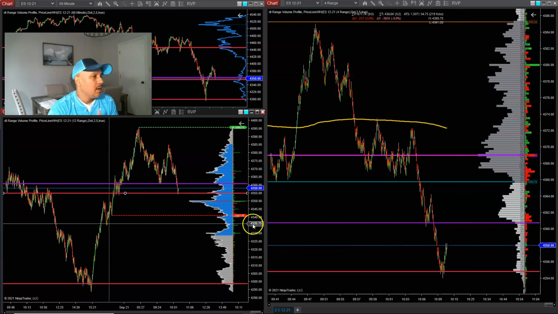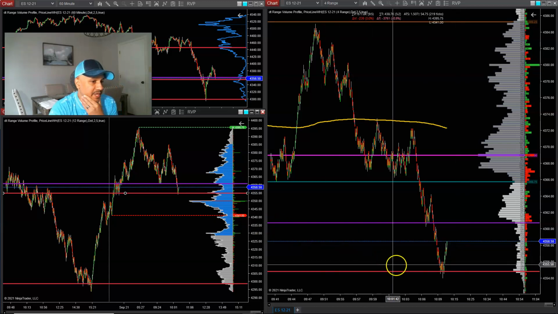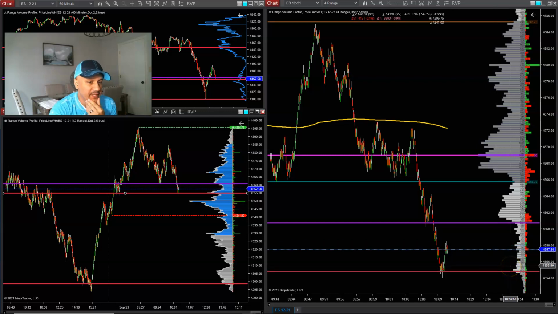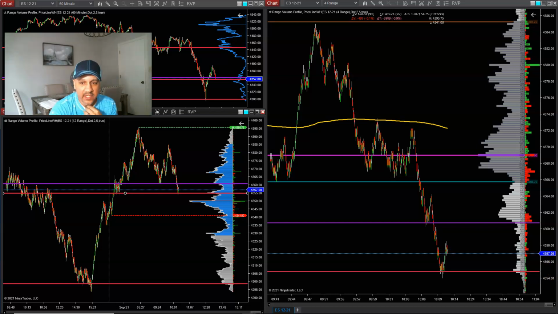So let's wait to see if price pulls back to 43.50, 43.55, let's say, or 43.50. Around 43.55. If it does, I may take a quick little scalp long entry here.